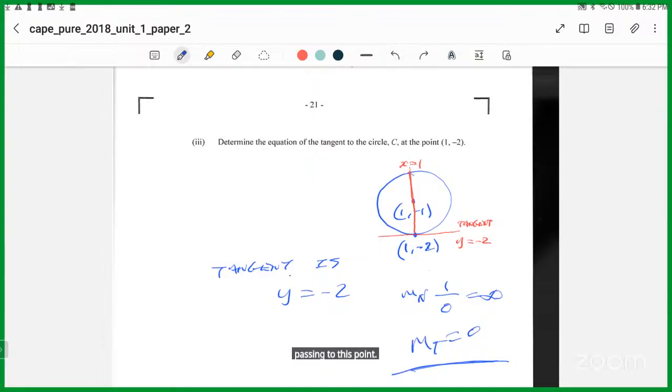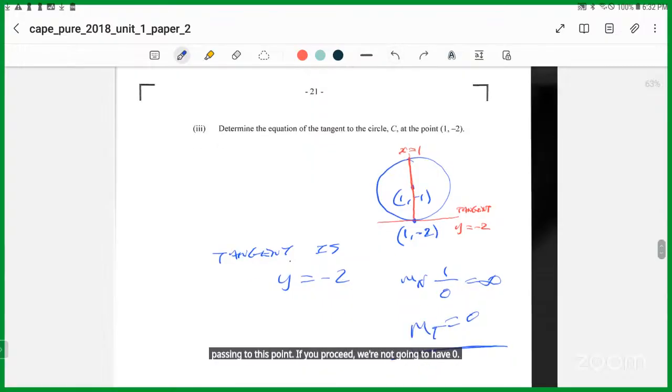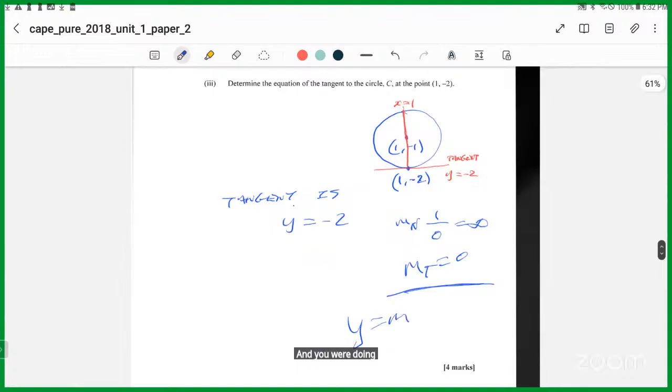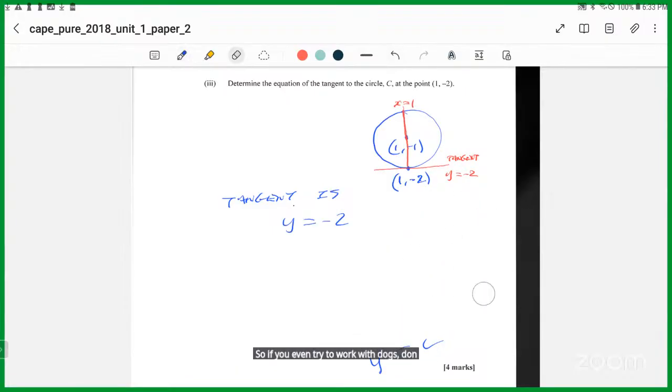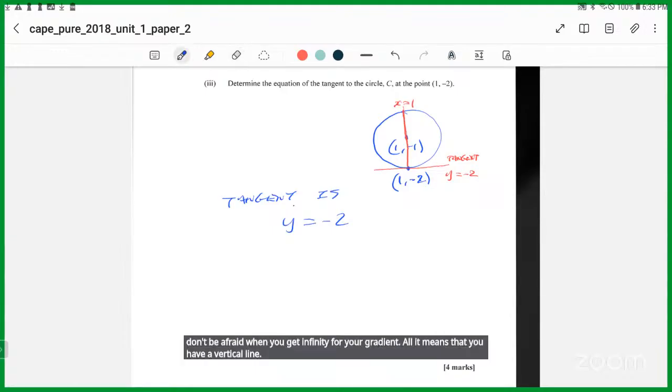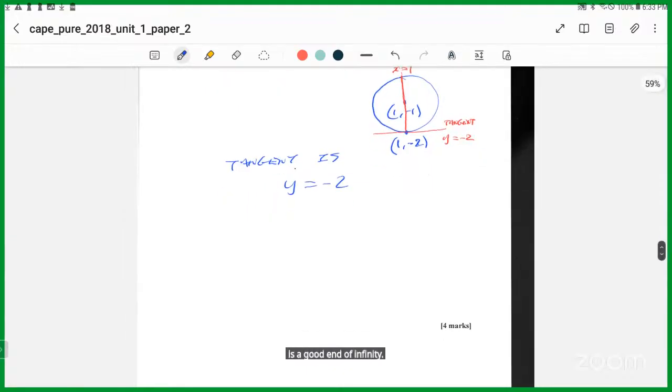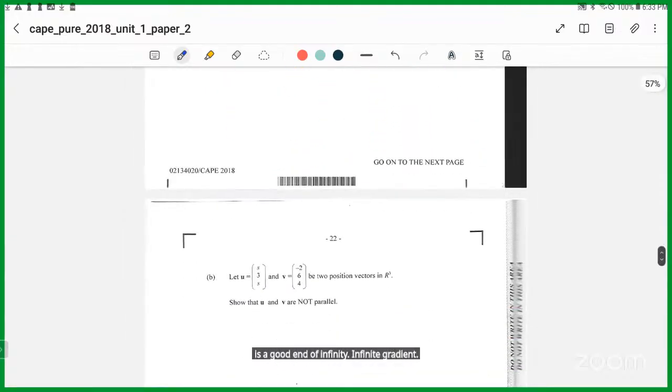So if you proceed and work with a gradient of 0, then you'll be doing y equals mx plus c, and the m is 0. So it will be y equals c, right? And the c at that point is this, negative 2, so it will be y equals negative 2. So even if you try to work it out, don't be afraid when you get infinity for your gradient. All it means is that you have a vertical line. Vertical lines have an infinite gradient, because there's no run.